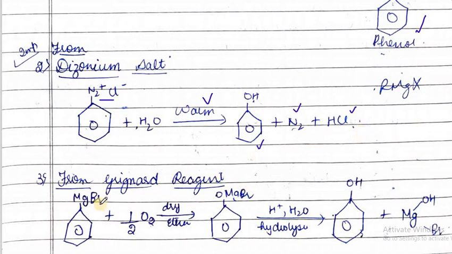Similarly, with Grignard reagents, when phenyl magnesium bromide is treated with oxygen in the presence of dry ether, we get OMgBr, that is, an O group is inserted between carbon and magnesium, and upon hydrolysis we get phenol and basic magnesium bromide. So phenol is formed. So these are the methods by which we can prepare phenol.